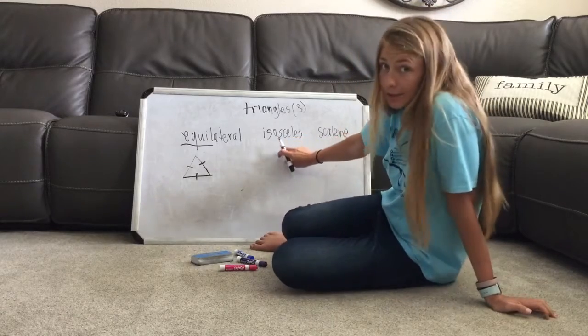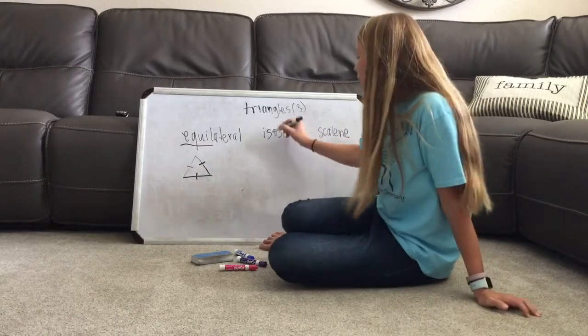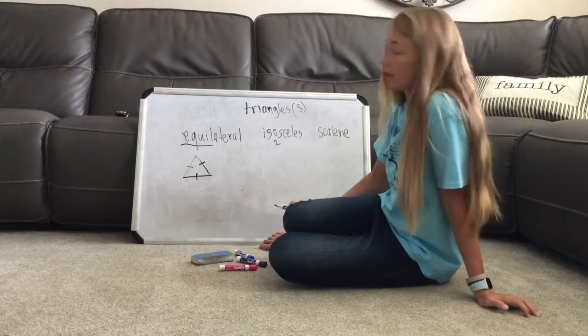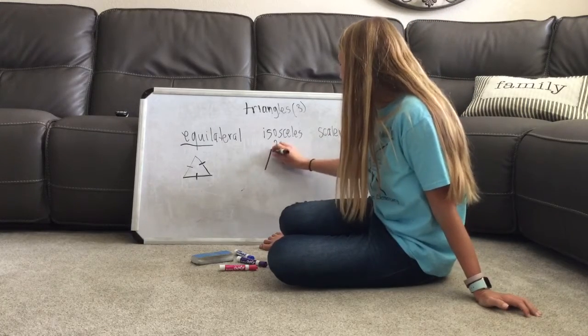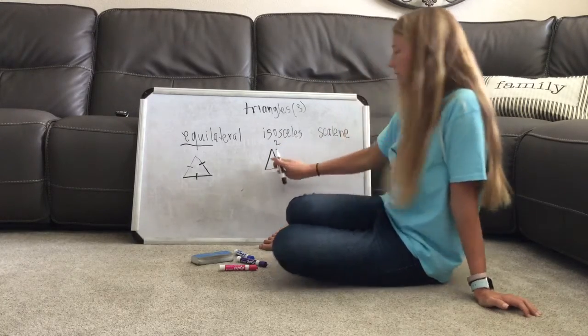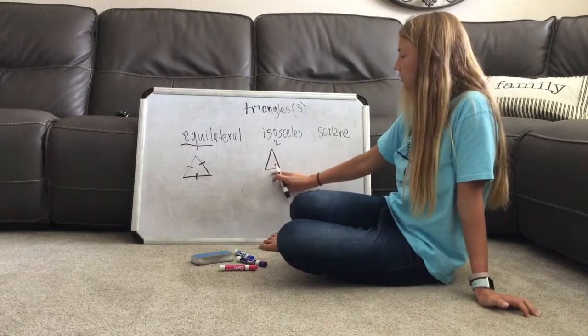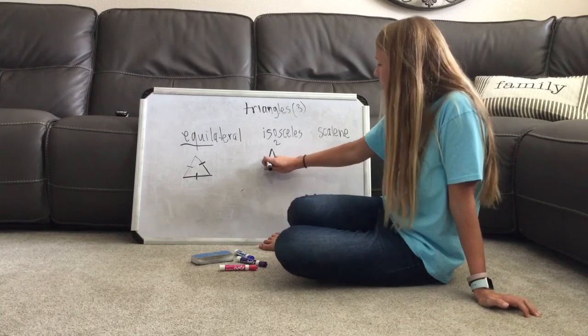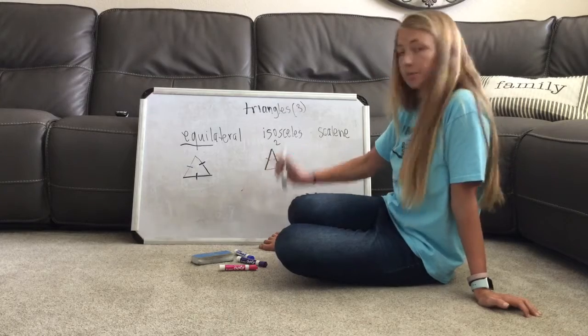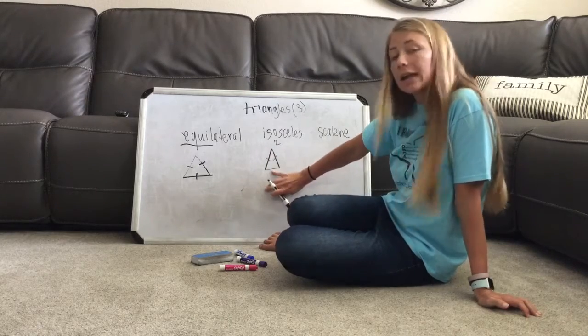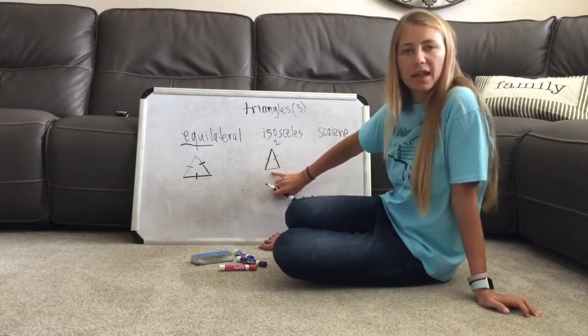Now, an isosceles triangle has 2 sides that are the same length. So it might look something like this. You can see that these 2 are long and this one is shorter. So if this one and this one are the same, then there's a tick mark in both of those. This one is not going to have a tick mark because it's not the same length.